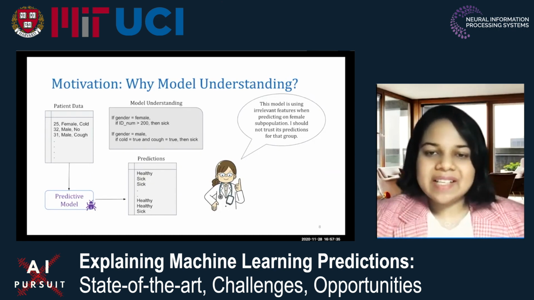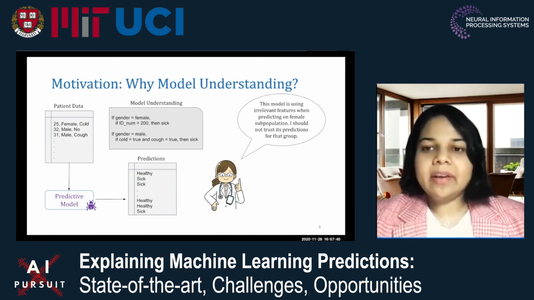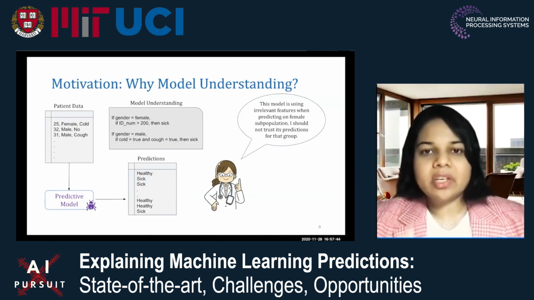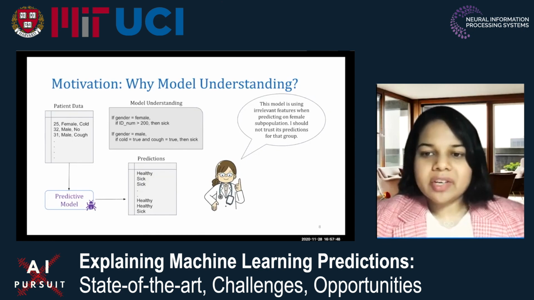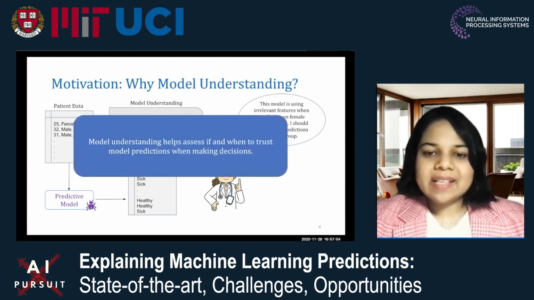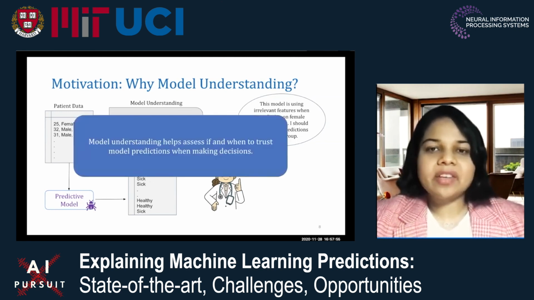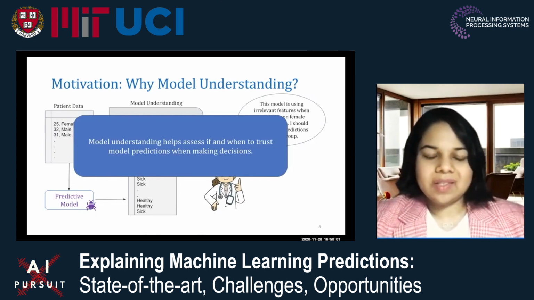If the doctor sees this and has this deeper understanding, then she can quickly realize that the model is using irrelevant features when making predictions on the female subpopulation, and therefore she cannot trust its predictions for that particular subgroup at least. So in this case, model understanding helps assess if and when one should trust model predictions when making decisions.